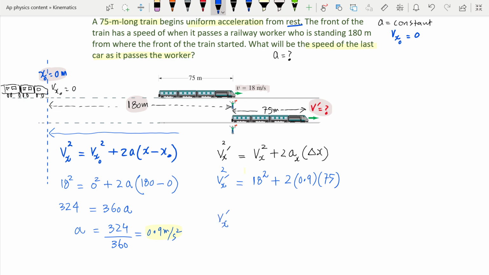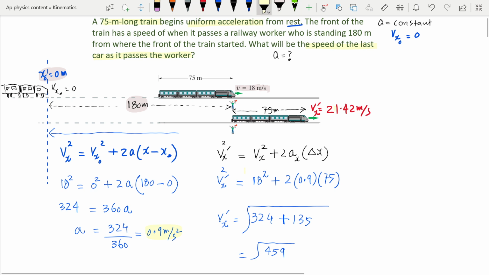So what is our answer? We can take a square root of this. So that will be 324 plus 135, and the final answer is 21.42 meters per second. So that's our answer, and this is the same speed as that of the last car, because the whole train is moving with the same speed.